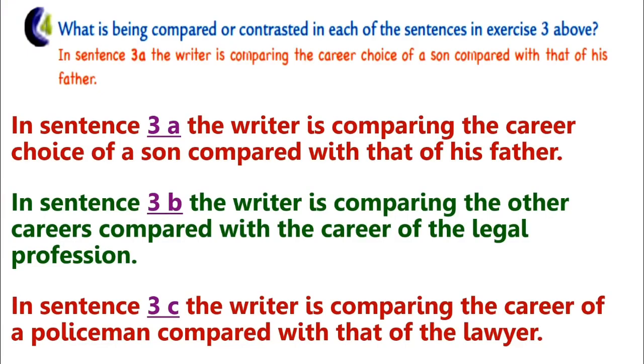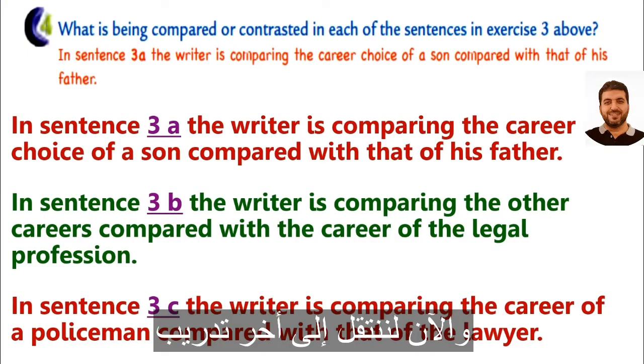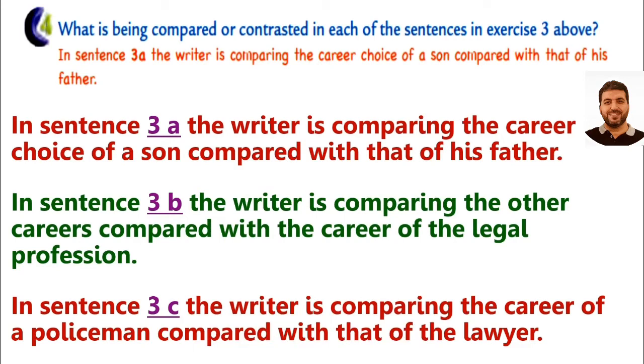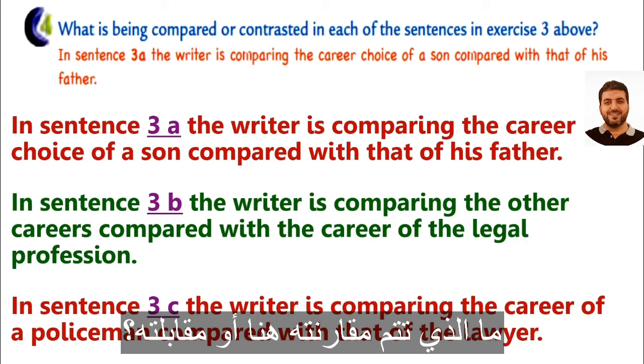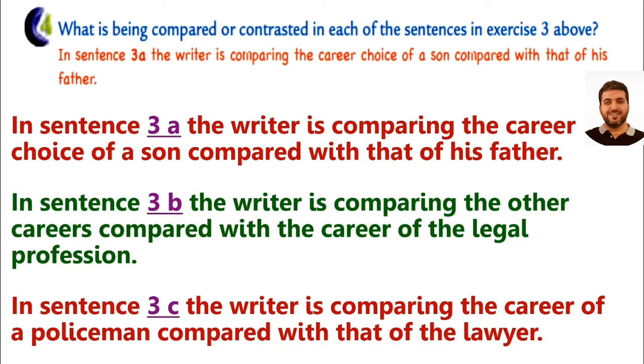All right. Now let's move to our last exercise. Here, we need to know what is being compared and contrasted here. So let's check together. The first one, the writer is comparing the careers, the choice of the son compared to that of his father. Okay, instead of. And the second one, the writer is comparing other careers, he used in comparison with the career of legal profession. And the last sentence, the writer is comparing the career of a policeman compared with that of a lawyer.